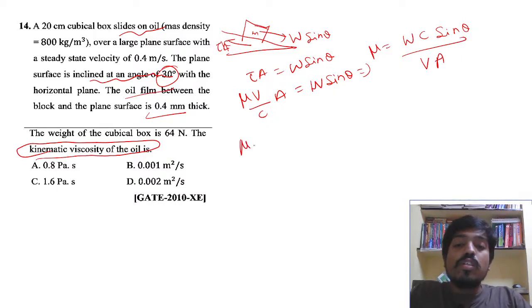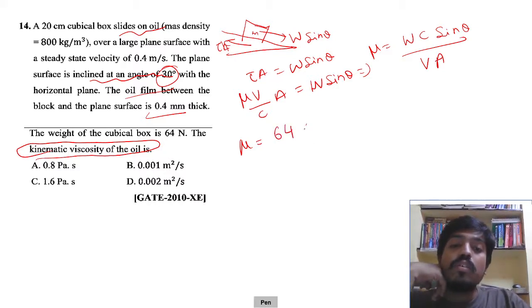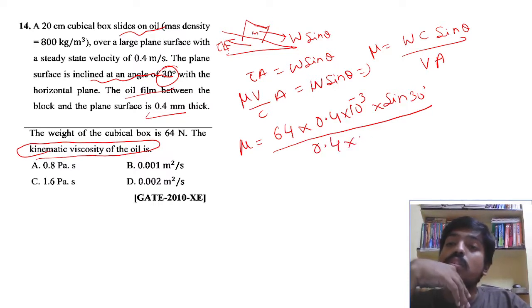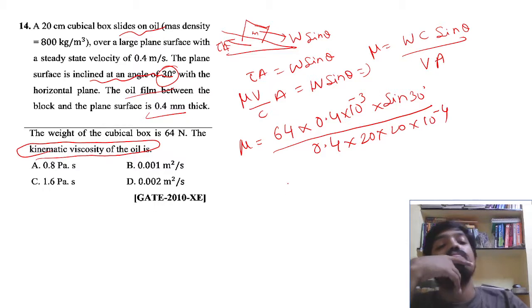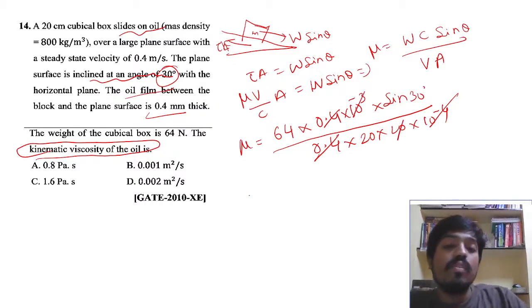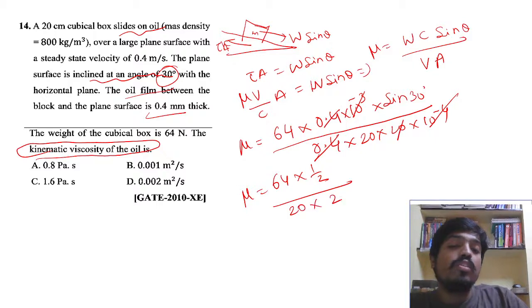So viscosity mu is equal to: what is the weight they are given? 64 into what is the C value? Oil film thickness 0.4 into 10 to the power of minus 3 into sine 30 degree divided by what's the velocity? 0.4. What is the area? 20 into 20 into 10 to the power of minus 4. This gets cancelled, this zero and this also get cancelled. Then what remains is 64 into 1 by 2 divided by 20 into 2.